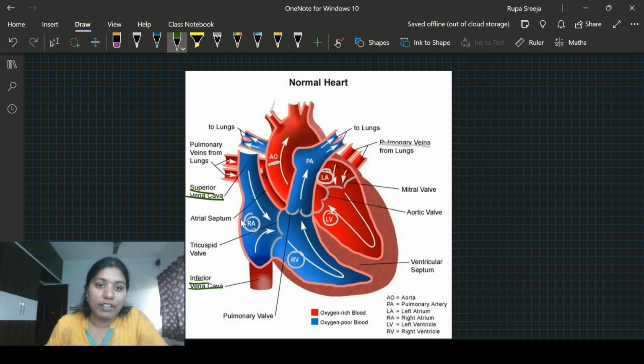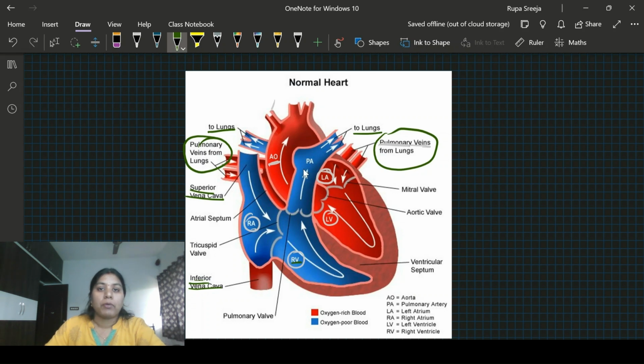Again, that deoxygenated blood brought into the right atrium is sent directly into the right ventricle, and from there, to get oxygenated, it reaches the lungs. You can see it clearly here. After reaching the lungs, it gets oxygenated and the oxygenated blood is brought back from the lungs through the pulmonary veins.